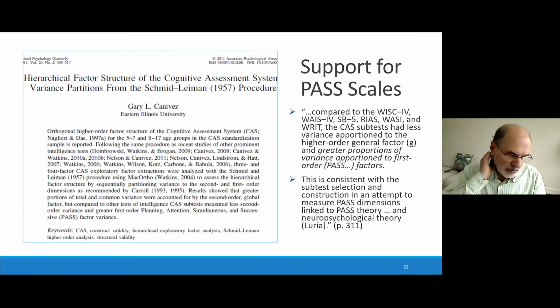So I haven't done any of this research. I gave Gary Canivez my standardization sample data to do this study. And I gave it to him because I know that he would tell me what he got, and I could trust that. If he said, no, Jack, you really can't interpret anything beyond G, I'd be very depressed. But that's not what happened. So you can go read all these studies, and I encourage you to do that.